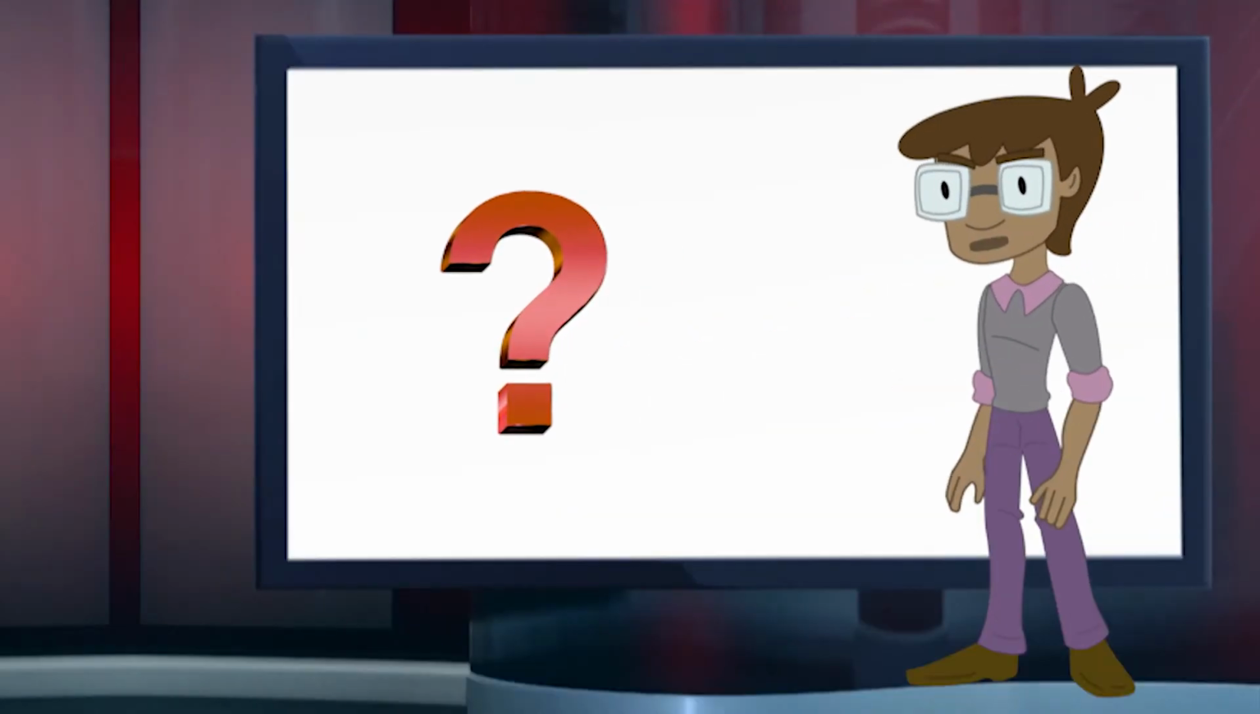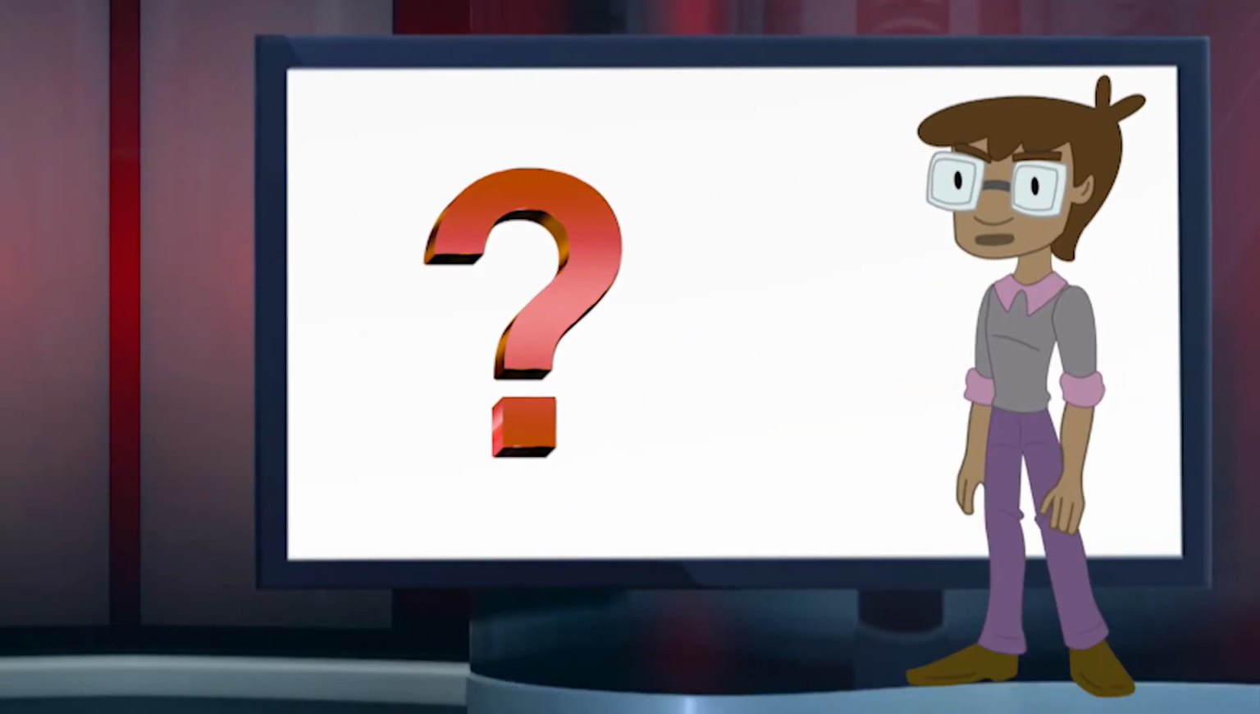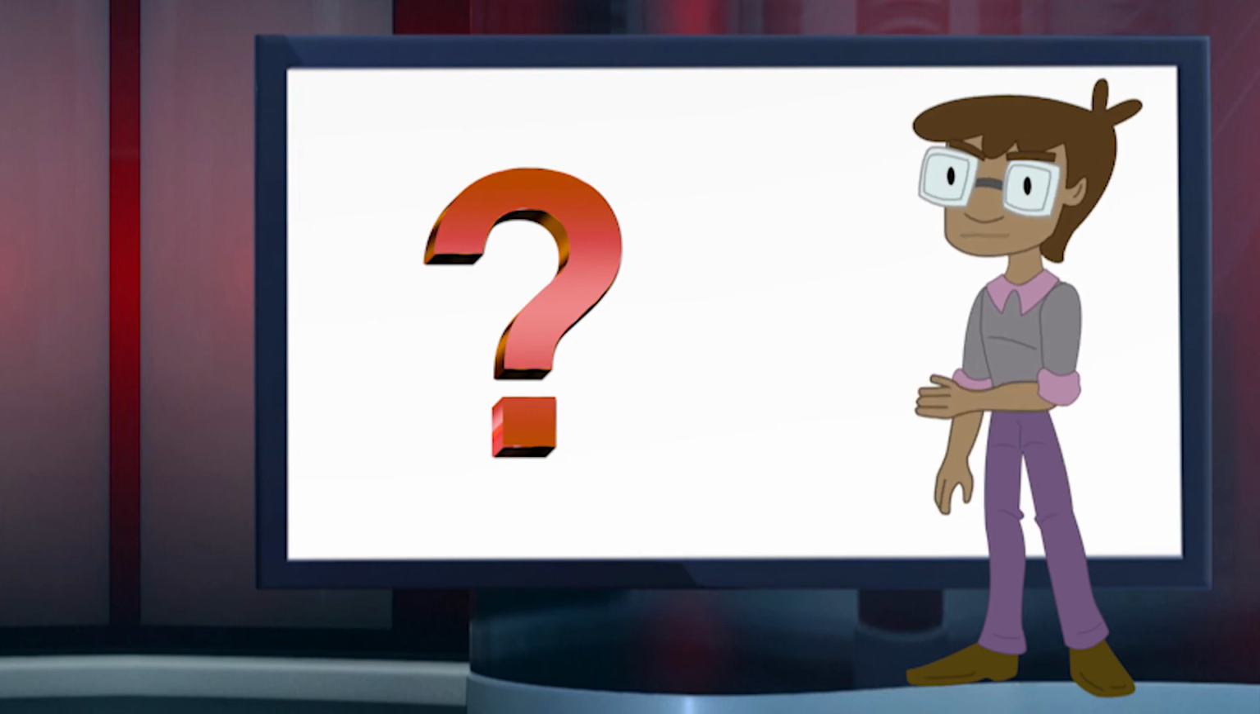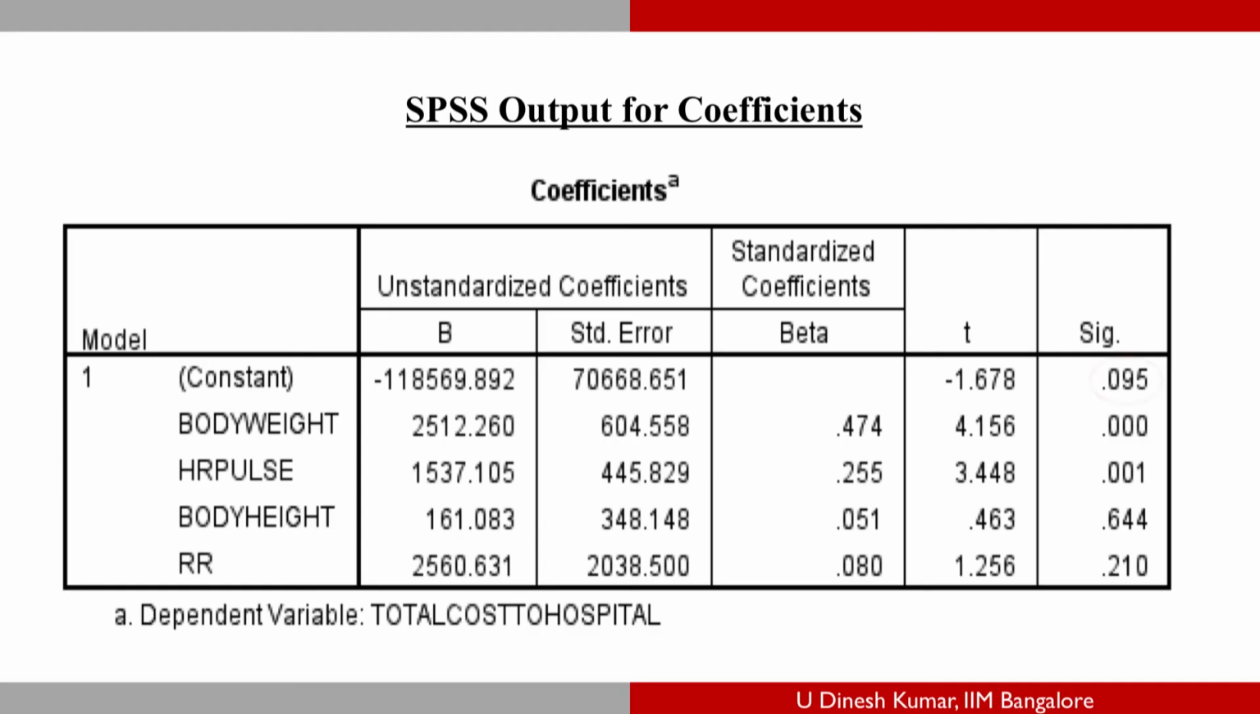Sir, the constant has a p value of 0.095. So, should we remove the constant from the equation? Great question. Now, if I go back to this table, you have a p value for the constant which is greater than 0.05. Does that mean that I should remove the constant?